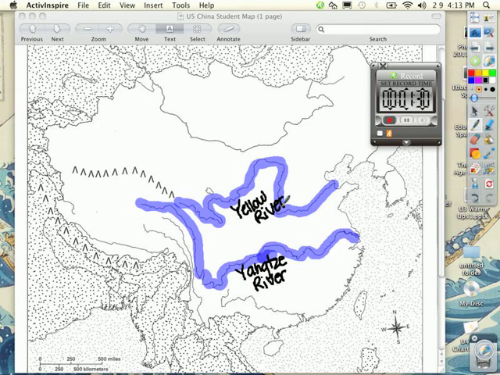Okay, we have two mountain ranges we want to look at. We're going to highlight them. If you had a colored pencil, you should highlight them in brown, even though I'm going to use green because I don't have brown to highlight with. But this is the Himalayan mountains. And these are the Kunlun mountains.